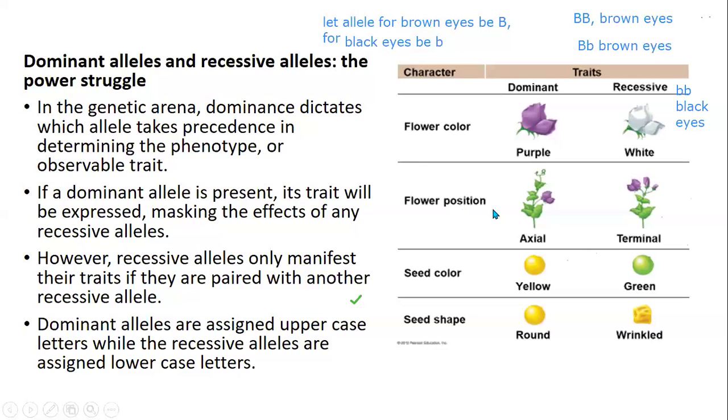Then here, flower position. Yes, please. Sorry for interrupting, but can I interject with this question? What factors determine the dominancy or the recessiveness of an allele? Is it concentration or the parent, maybe the dominant ones are in the male organism and then the recessive in the female?